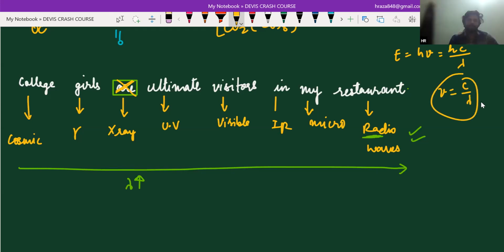So as you can see, lambda increases, nu decreases. So from left to right, nu, that means frequency, decreases, and vice versa, you can say. So whenever there will be a question, you can do this from this sentence, which is very easy, right?